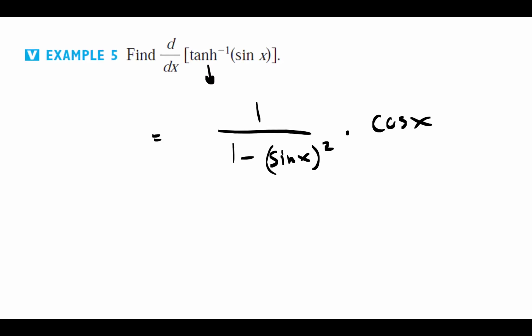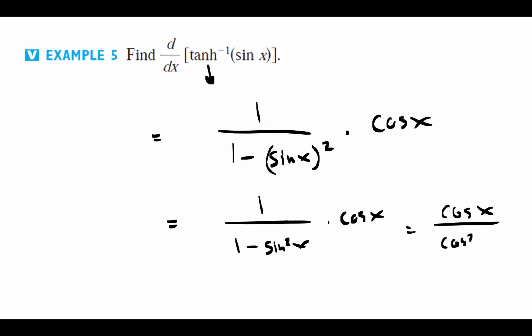And then can we simplify? That's where the rubber meets the road with calculus here. It's all the algebra and trigonometry that you know that you can use to simplify. So let's see, I'm going to go with 1 over 1 minus sine squared x. Is that right? What is 1 minus sine squared x? Cosine squared x. Absolutely. So we have now cosine x over cosine squared x.